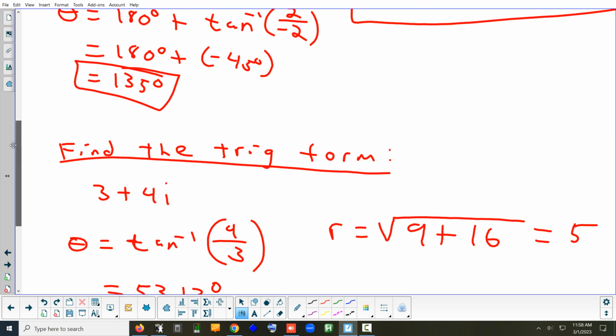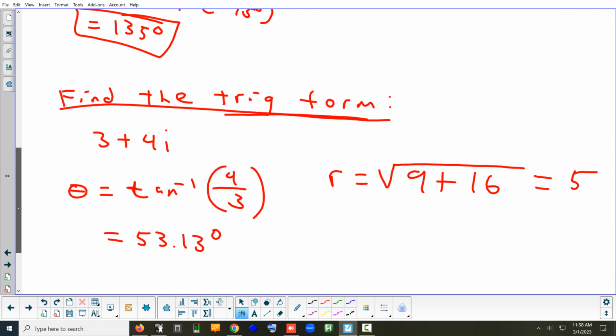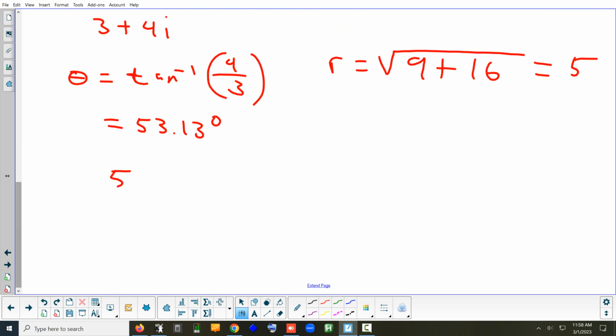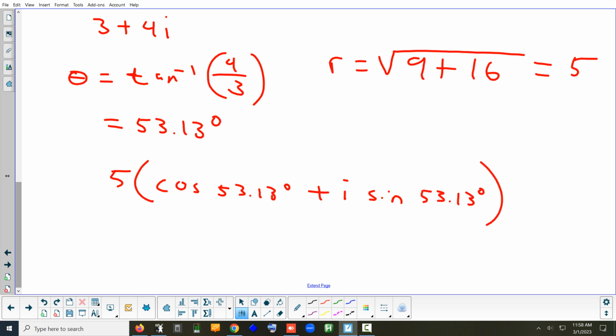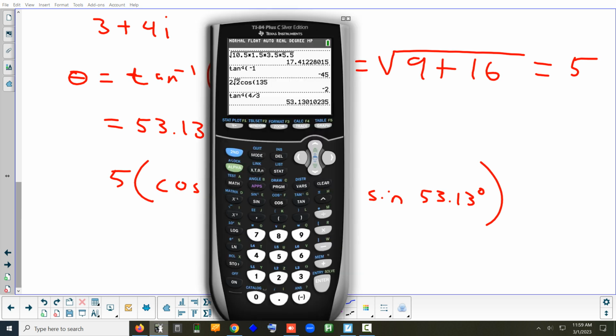What is my final answer going to look like in trig form? Cosine 53.13. Yep, so don't forget your parentheses. And you leave it just like that. If you want to check your answer, you could multiply 5 times cosine 53.13, and you should get back what you started with.